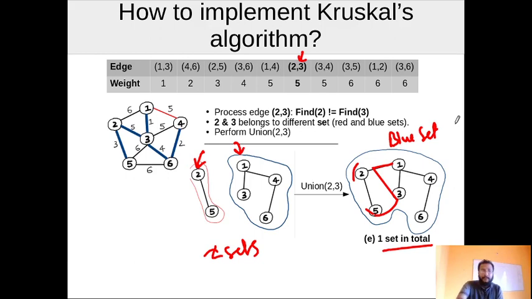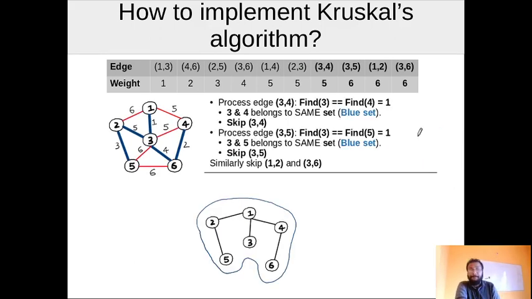Now let us talk about 3, 4. What is 3, 4? 3 belongs to the same set. So 1 represents this entire set, this is the blue set.